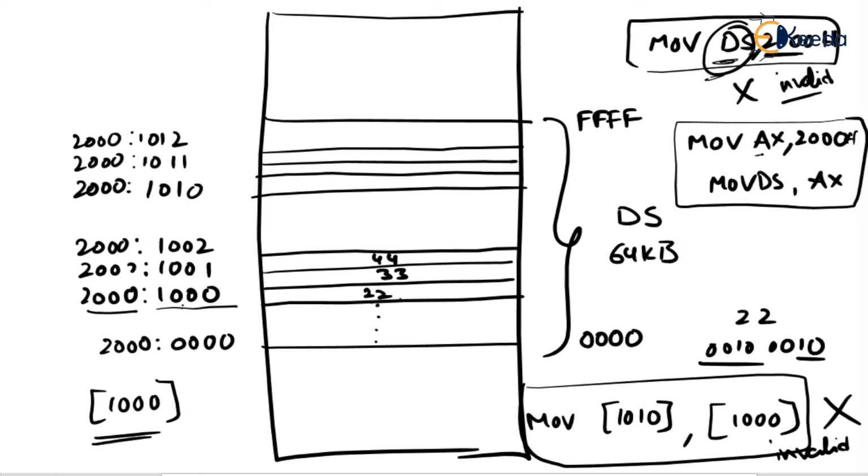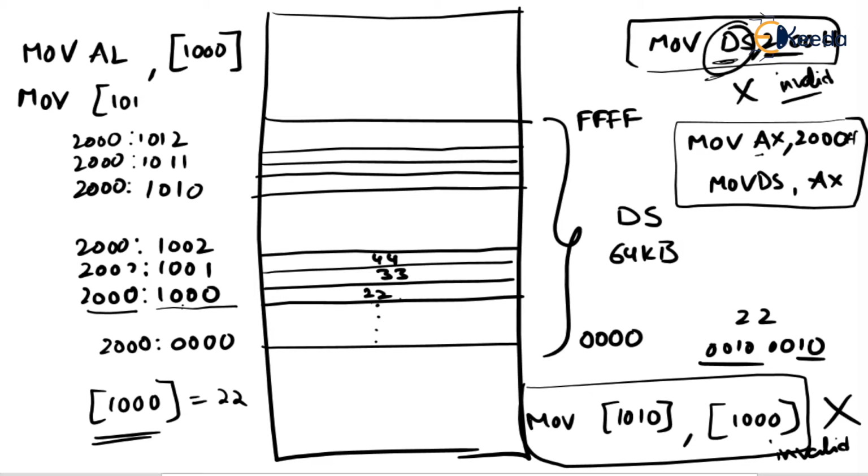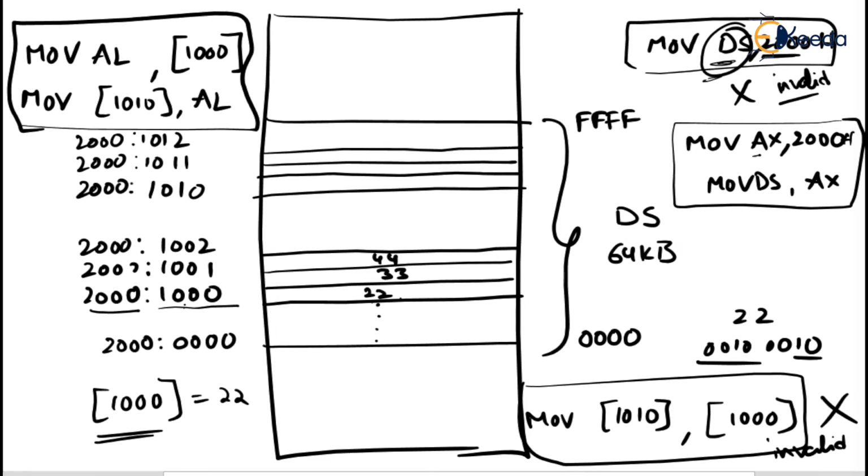So how can we write that? First, what data is available here? The content of 1000. So I am moving the content of 1000, which is 22, to AL. Now AL consists of 22. That data is moved to the content of 1010. How can we write it? Move content of 1010, AL. It is valid. So like that we have to write.